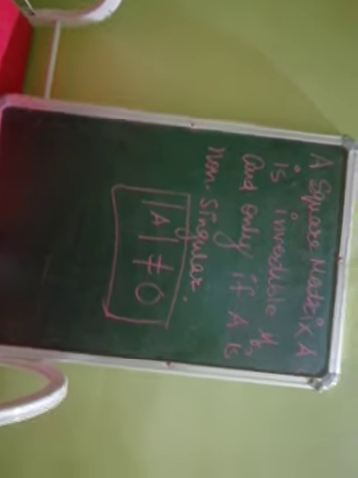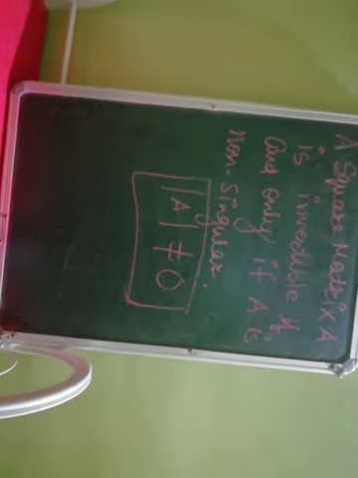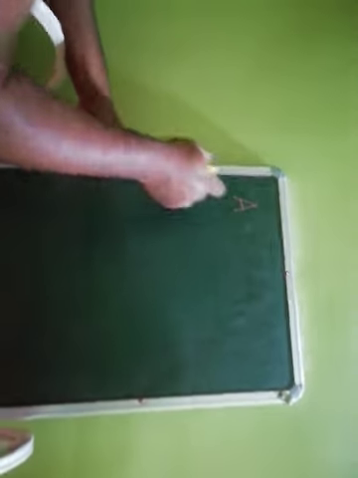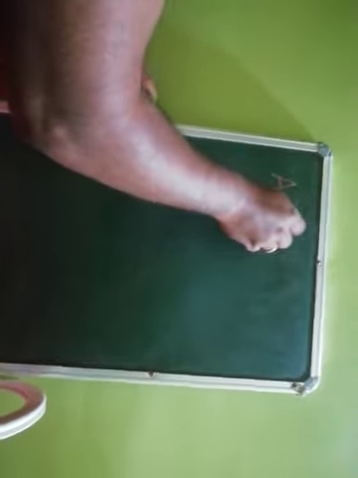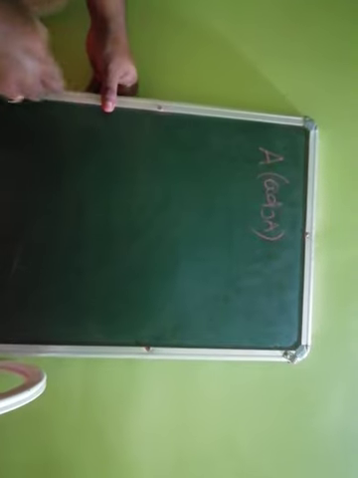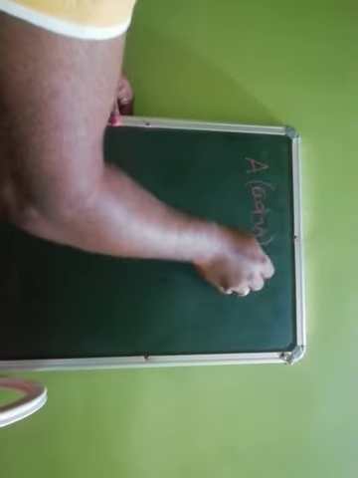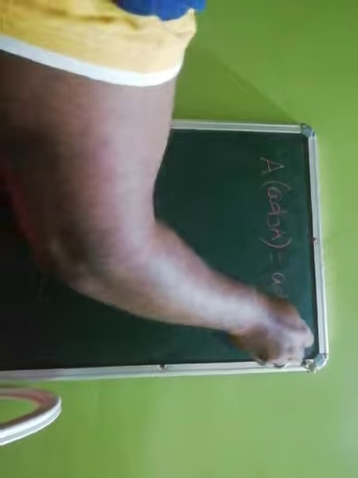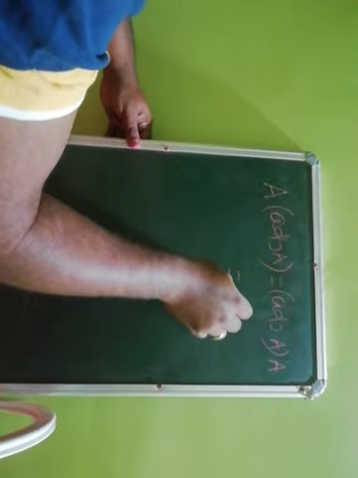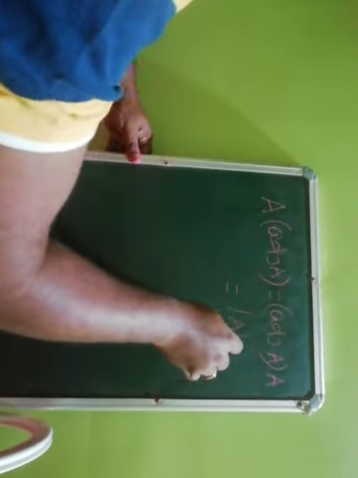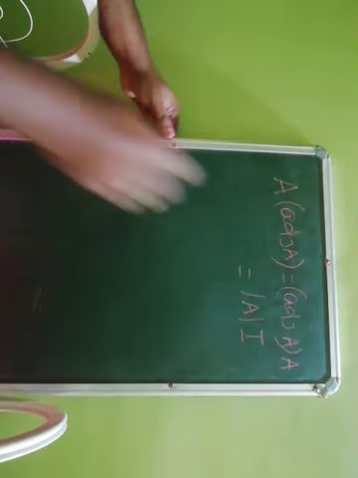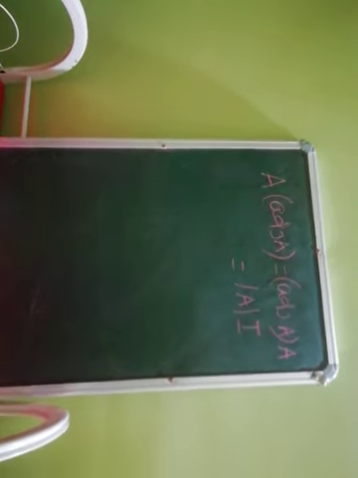Now let us do one more concept here, that is, the matrix A into adjoint of A, or adjoint of A into that matrix, is determinant of A into I. Already we have done this in the first result.